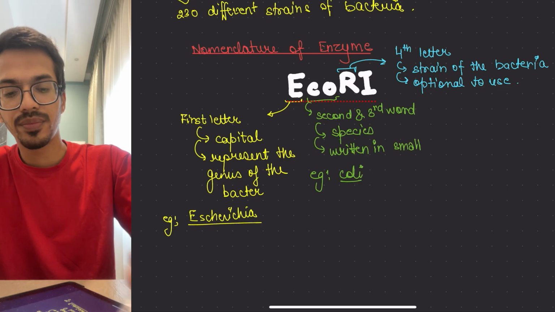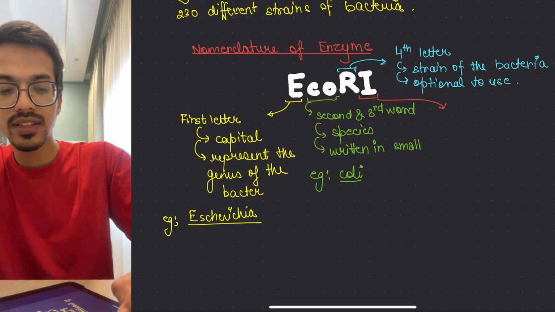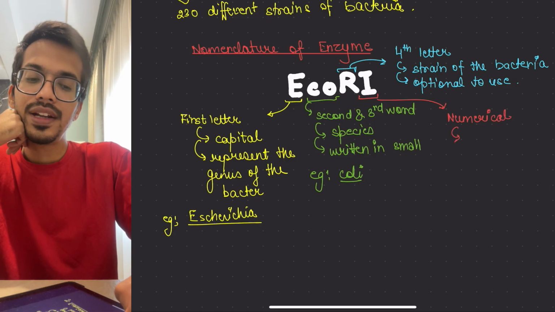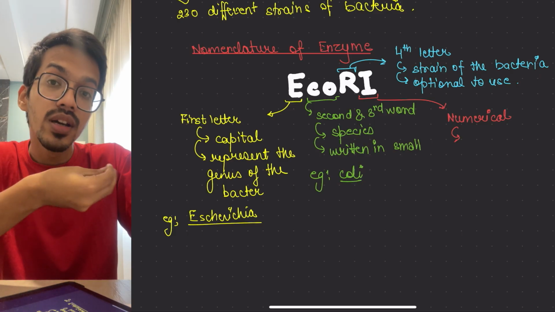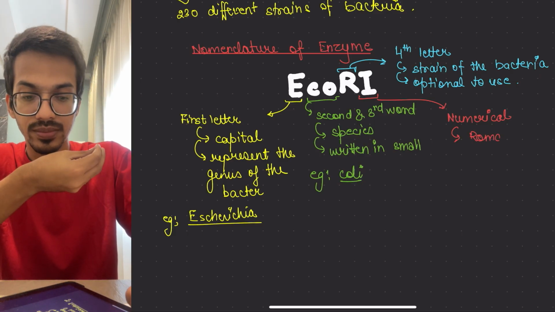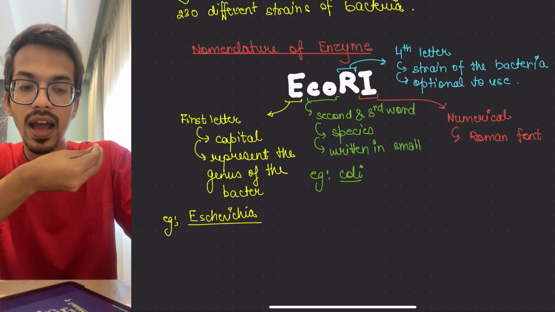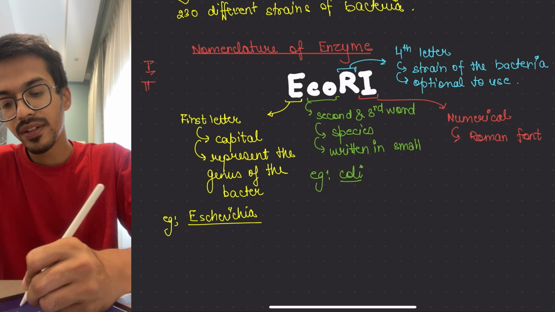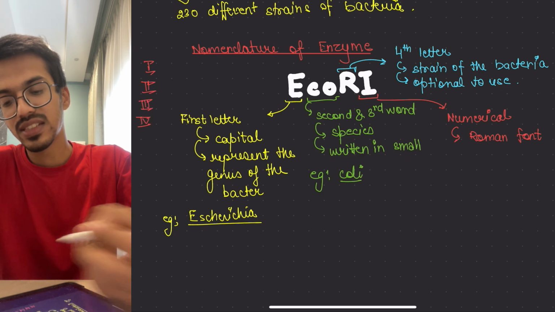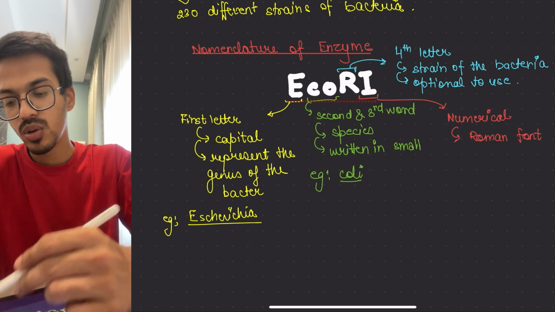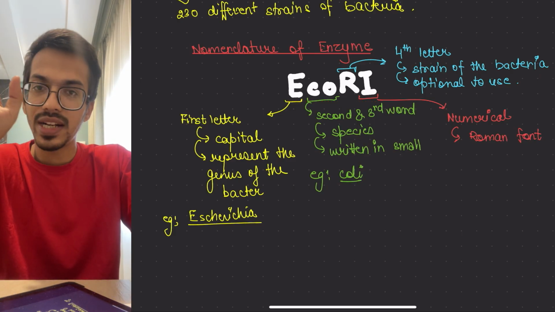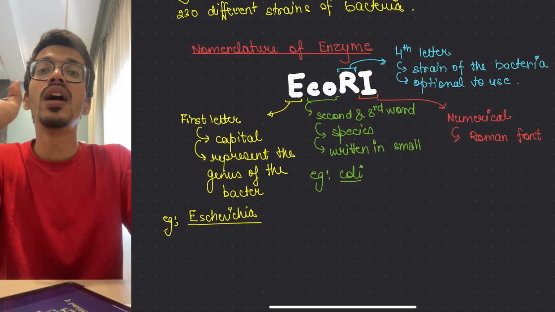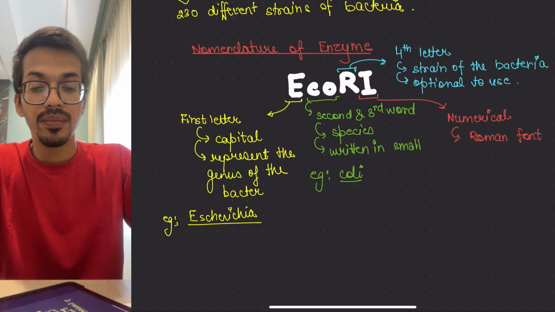And the last one, this is not I, this is numerical. It represents the order in which, first of all, it is written in what? Roman font. Roman font means I, II, III, IV, like this. These are Roman numerals. So this numeral we have to write in that way, and it represents the sequence in which any enzyme is extracted from the body.